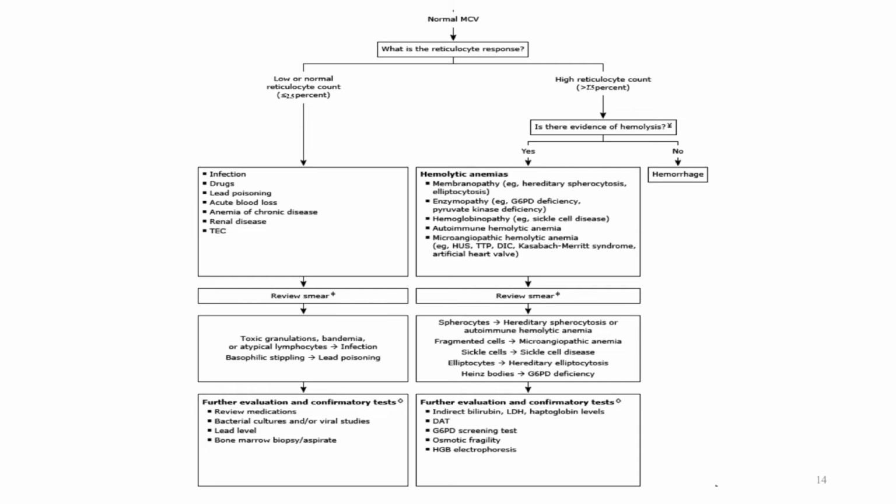we have to suspect these possibilities: that the anemia may be because of infections, drugs, lead poisoning, acute blood loss, anemia of chronic diseases, renal diseases, and TEC.